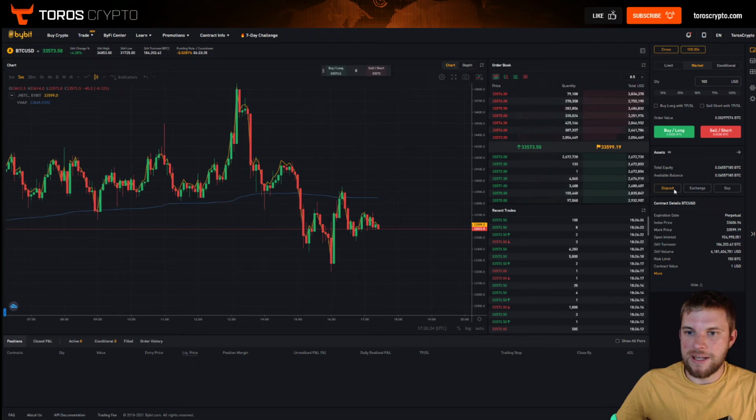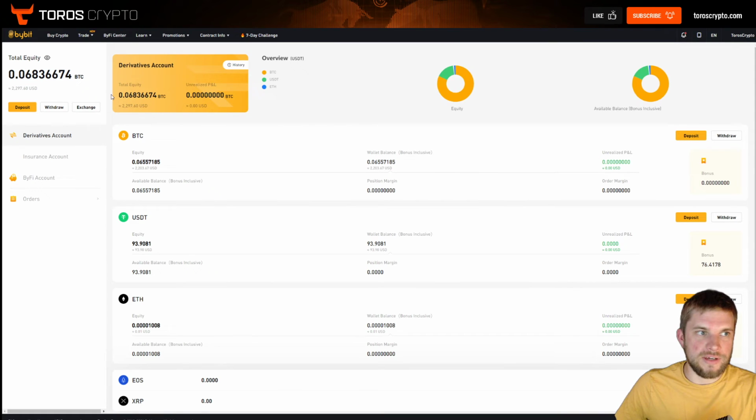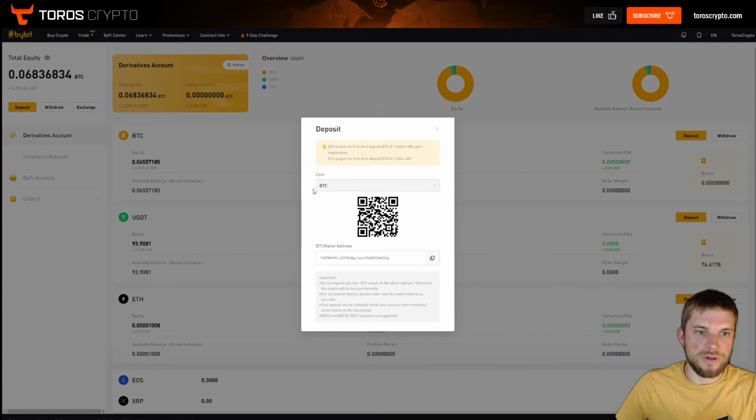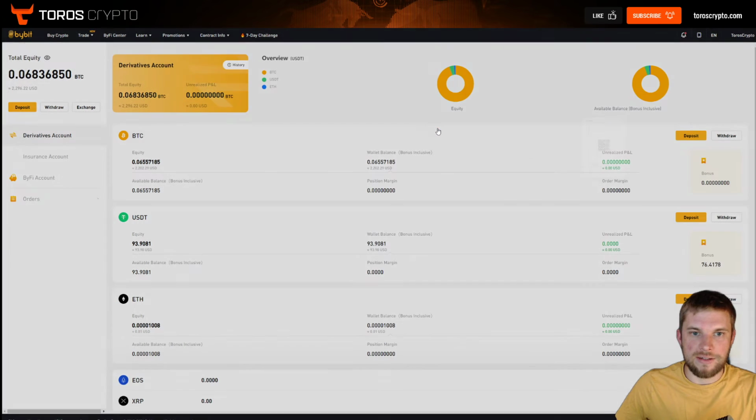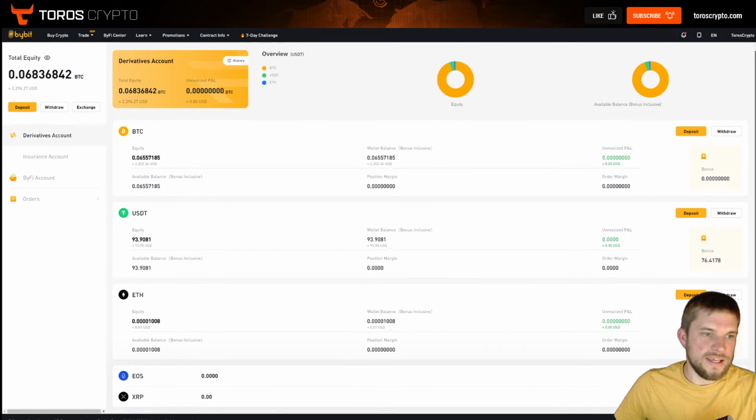Within this little tab here, you can choose to deposit. So you can go over here, you can have a look at what is on this exchange. You can go deposit crypto. This gives you an address, and gives you the information there in order to deposit or withdraw from these accounts.